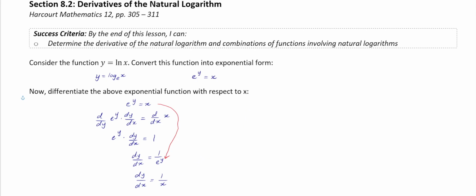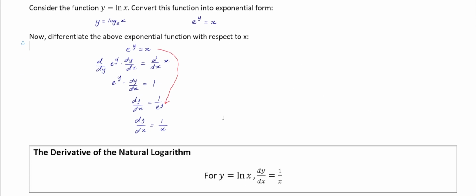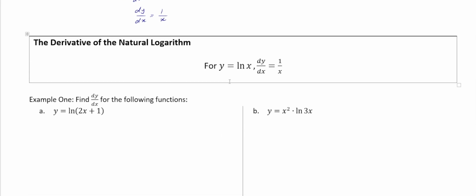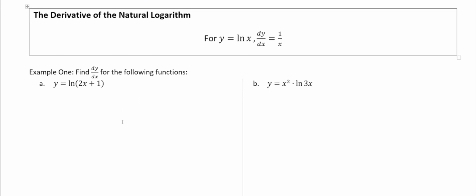So the conclusion that we come to right here is that the derivative of the natural logarithm, so y is equal to ln x, is simply 1 over the argument. All right. Now, if the argument is in and of itself a function, we'll have to use the chain rule. And we're going to see that right here. y is equal to ln of 2x plus 1. This is a composite function. It's a composite function of the natural logarithm function, and then also the argument is a linear function.